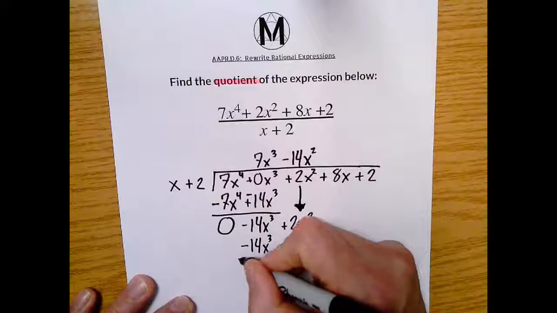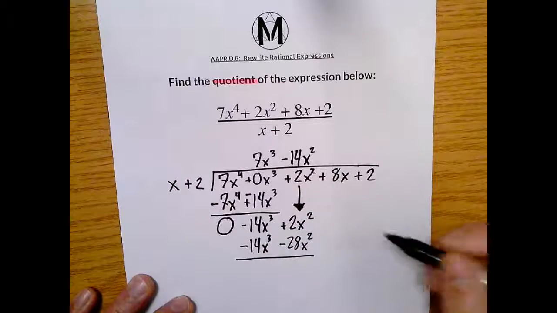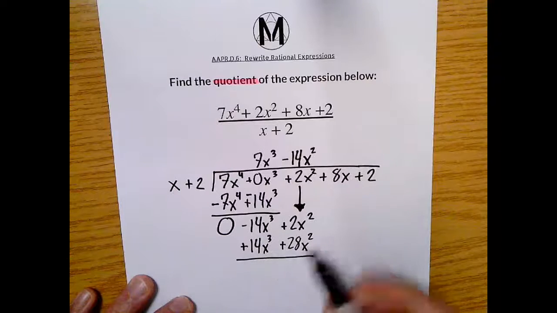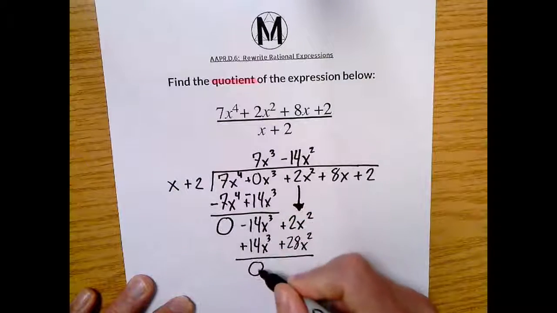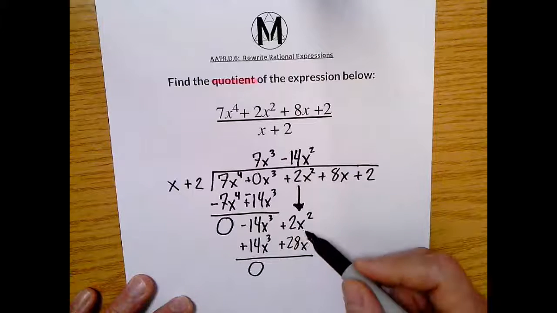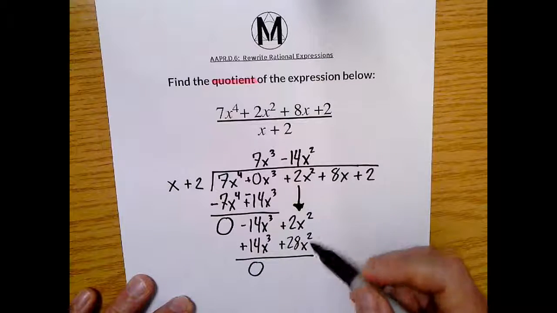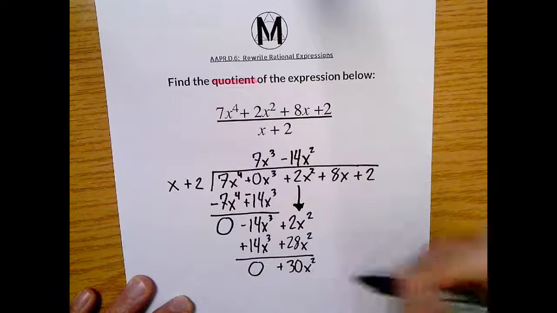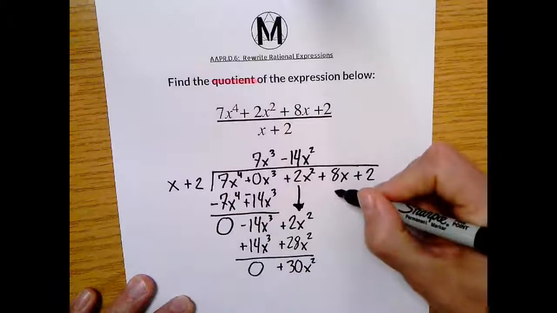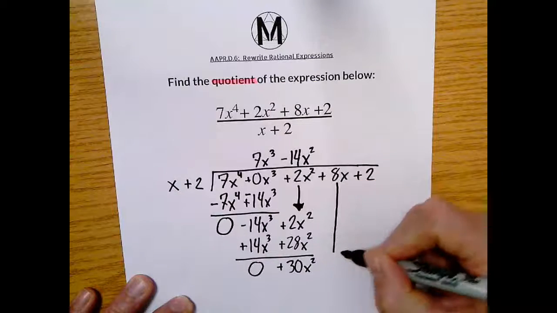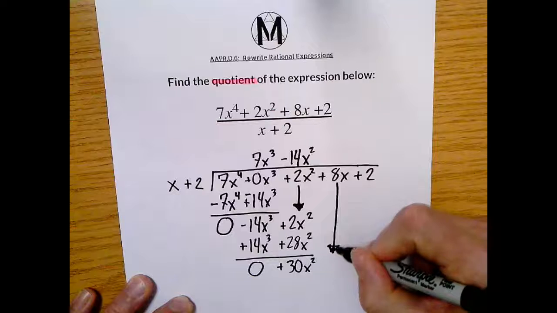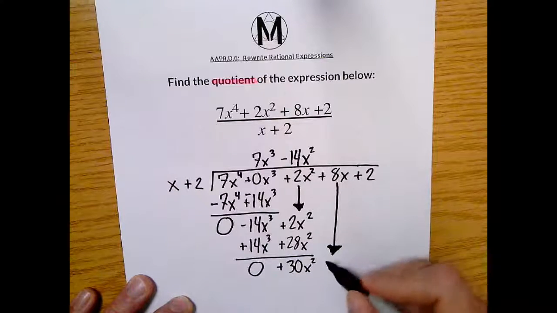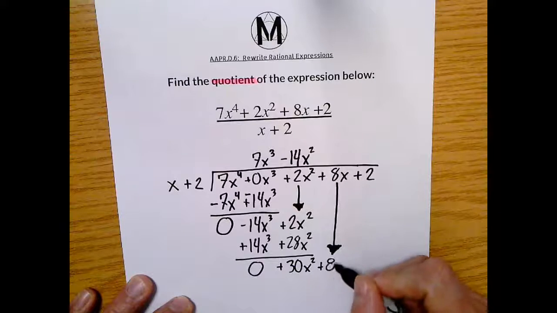Next step is subtract. If we're going to subtract, we just now change those signs. Negative 14x cubed plus 14x cubed is 0. Got those zeros coming down on the left. That's a good sign. And 2x squared plus 28x squared, well, that is just a positive 30x squared. Okie dokie. Last step of the process, bring down. And so I brought down my positive 8x.